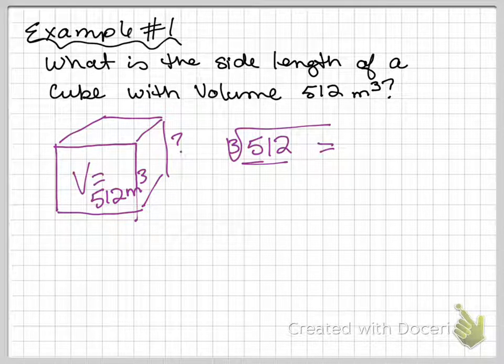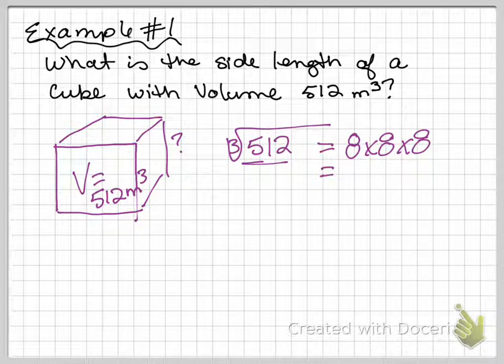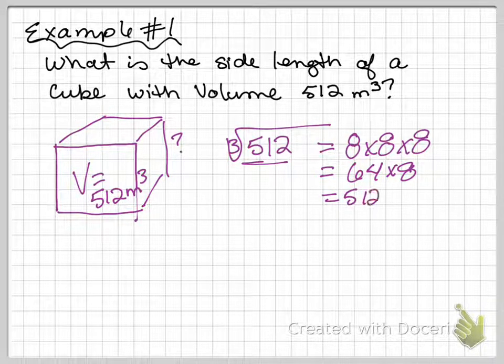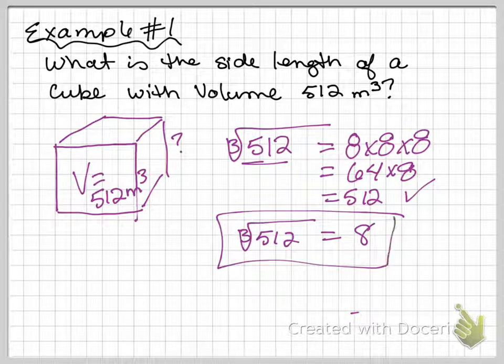Well, we just did an example where it was 7 times 7 times 7, and that was a little bit too low. So we're going to work our way up here. So what if we did 8 times 8 times 8? Well, 8 times 8 is 64, and 64 times 8 would be 512. That matches what's underneath the cubed root sign. So we can say the cubed root of 512 is 8.